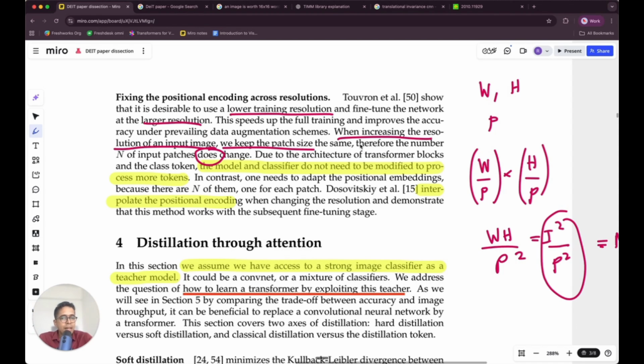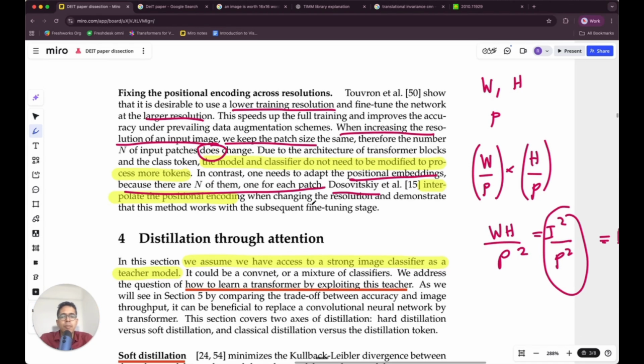But then are you now going to train again? No. What they do is, in contrast, one needs to adapt the positional embeddings, because there are n of them, one for each patch. So if the number of patches increases, the number of position embedding vectors also increases. But Dosovitskiy et al., which is the vision transformer paper, interpolate the position embedding when changing the resolution and demonstrate that this method works with the subsequent fine-tuning. So in the fine-tuning stage, you don't need new learned position embedding vectors. You can interpolate with the existing position embedding vectors to create more vectors for more positions. That is what was done in the original vision transformer paper. The same will be done here.